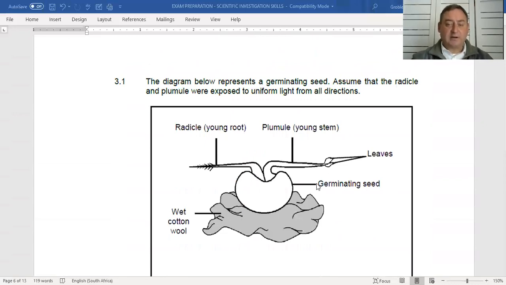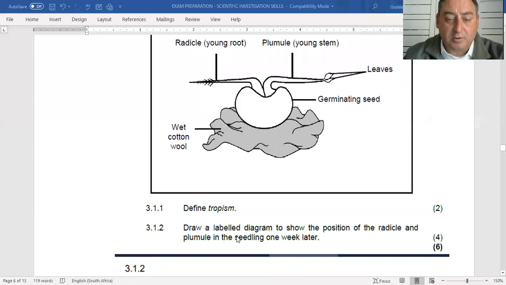Whenever you draw a diagram, always provide it with a heading, please. The diagram below represents a seed starting to grow, like you did in primary school when you put it on cotton wool and the seed starts to grow. Assume that the little root, the radicle, and the plumule were exposed to uniform light from all directions, so there they grow. Now they ask, draw a labelled diagram to show the position of the little root and the stem a week later. So all the examiner wanted for 4 marks is for you to go and make a sketch.